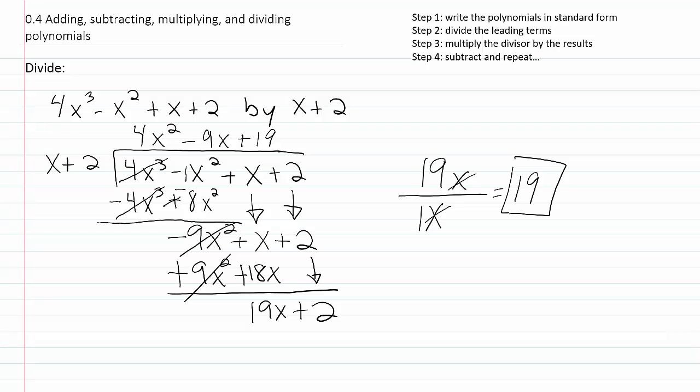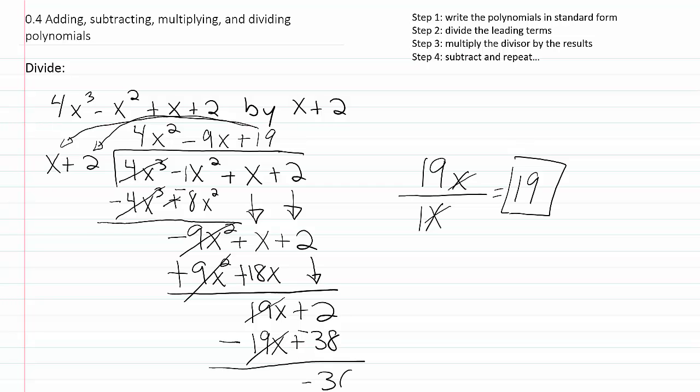Now we're going to distribute the 19 over like we have been doing. So 19 times x is going to give you 19x, and then 19 times positive 2 is going to give you a positive 38. Then the rule says we draw the line and change the signs, right? So I'm going to end up having the 19x's cancel out like they're supposed to, and we'll end up with negative 36 as a remainder. I know that's my remainder because negative 36 is a constant, which means it has a lower degree than the divisor does.